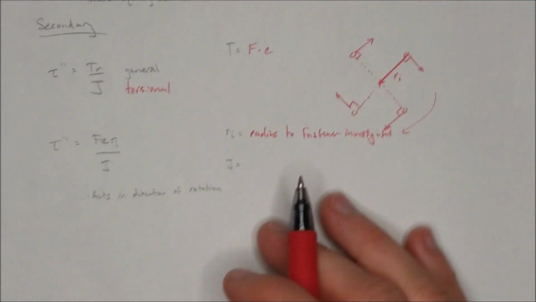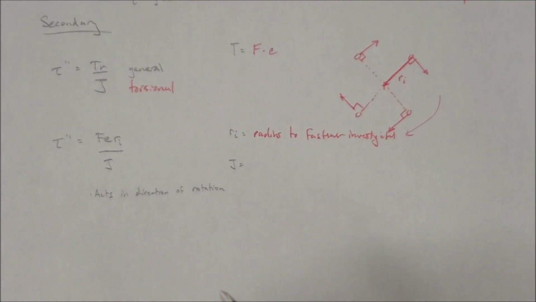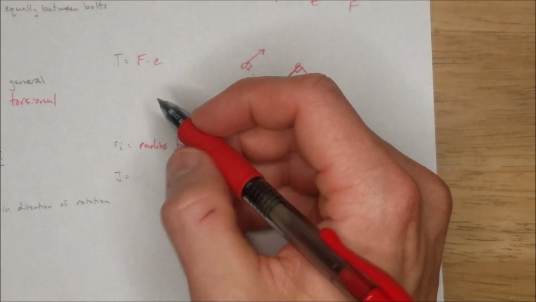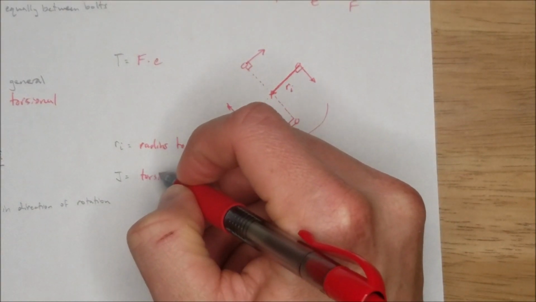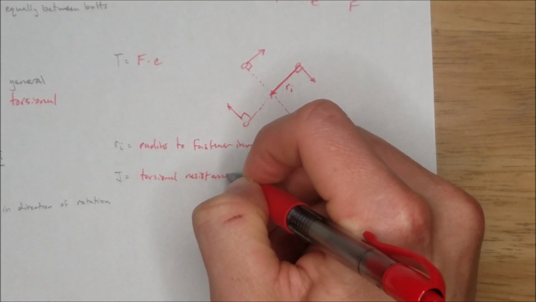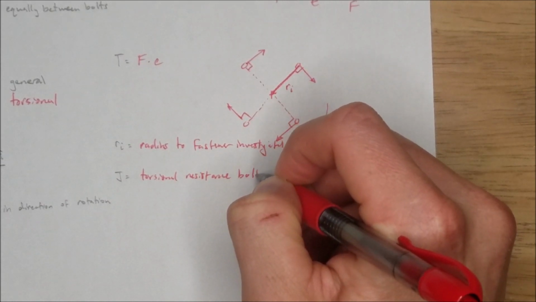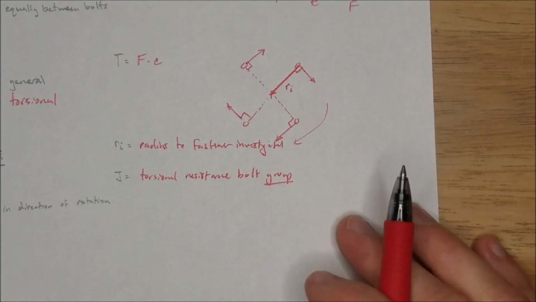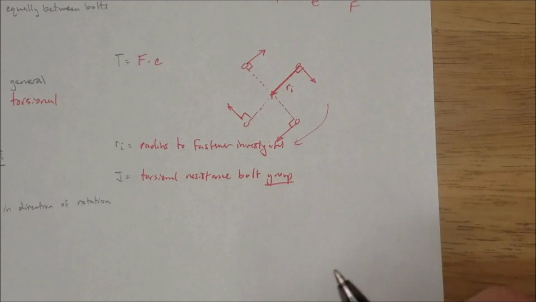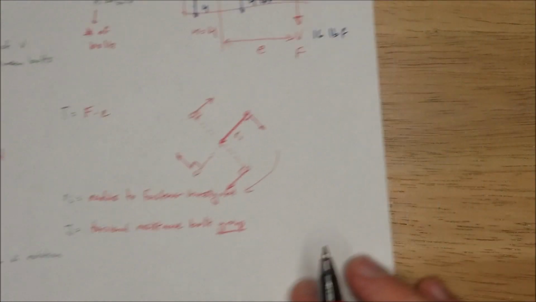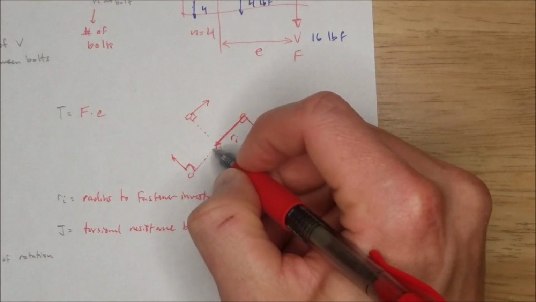Yes, it's a polar moment of inertia, but what is it in this regard? It's the torsional resistance of the bolt group. Not the bolts themselves, we'll see that in a moment. It's of the bolt group. And the key assumption here is it acts in the direction of rotation. Notice too that all these vectors act perpendicularly to the radius.